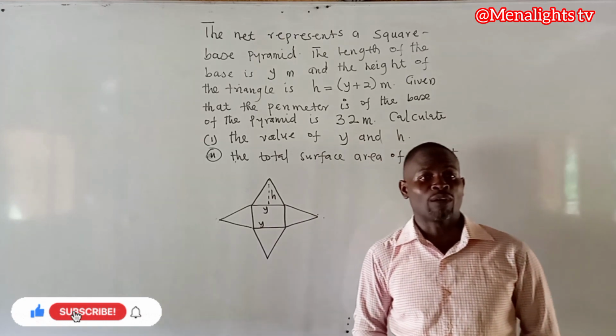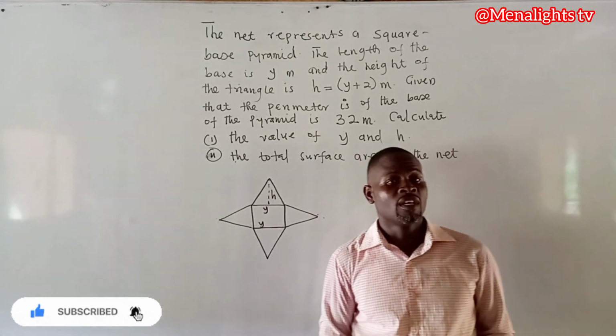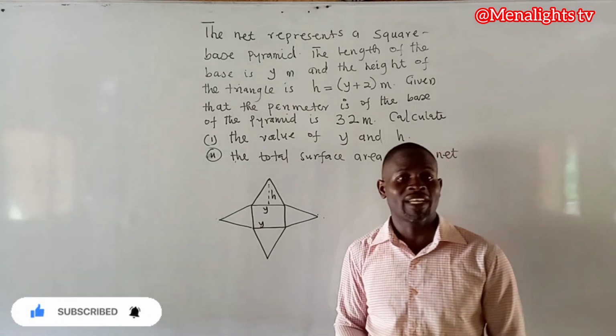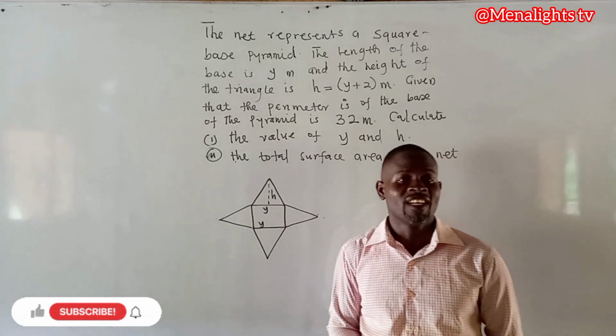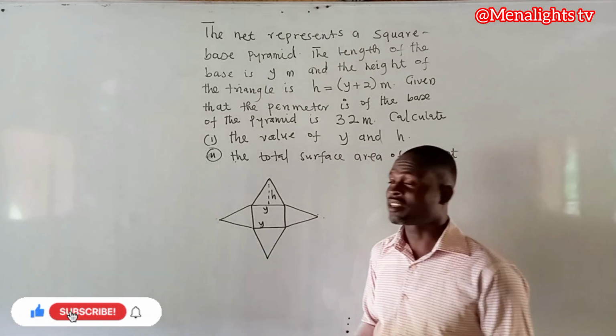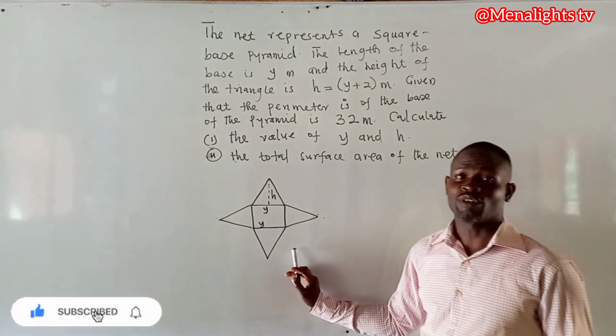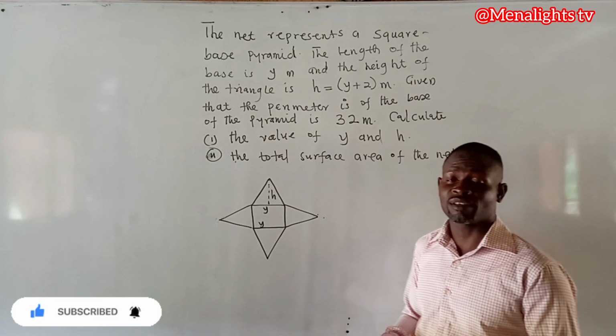This time around, we are going to look at this question and see how best we can solve it. As you already know, we are looking at measurement, and we are taking questions under measurement: how to find the total surface area of solids. This is the solid that we have. This is a net of a square pyramid, or square base pyramid.